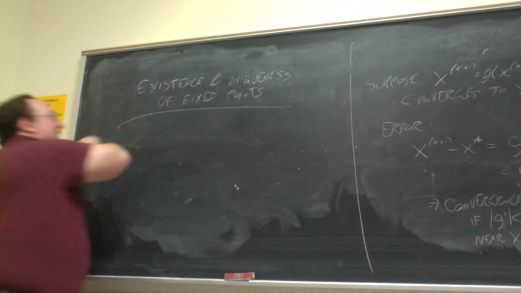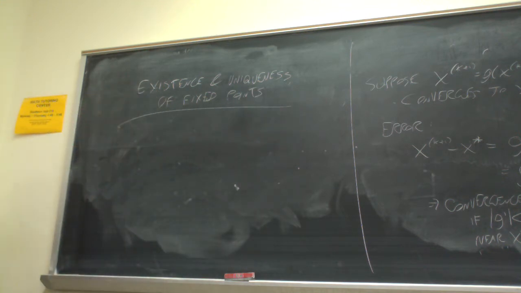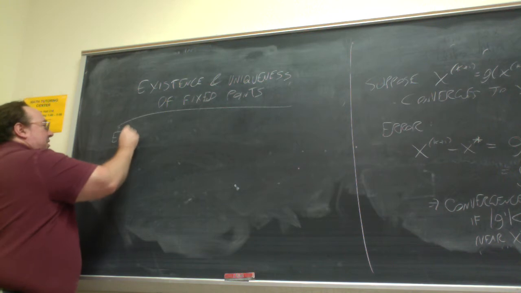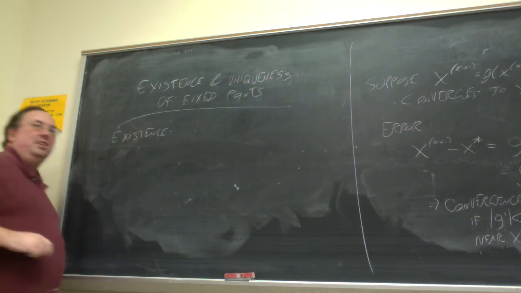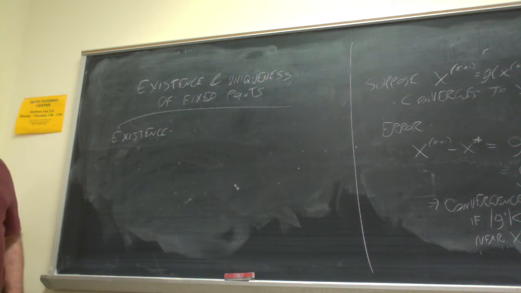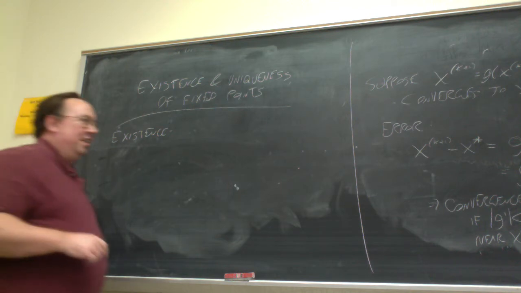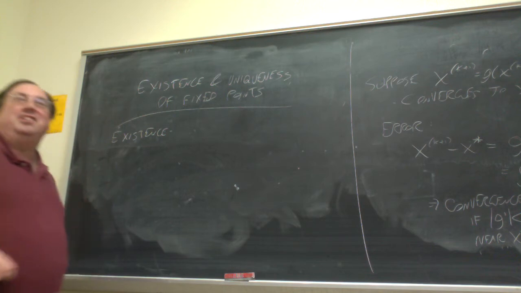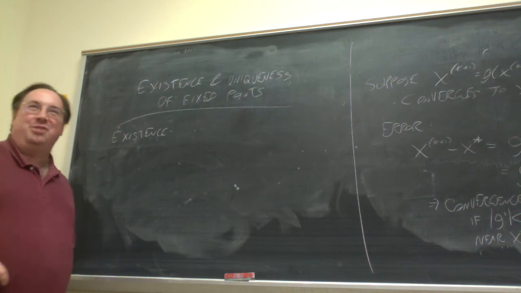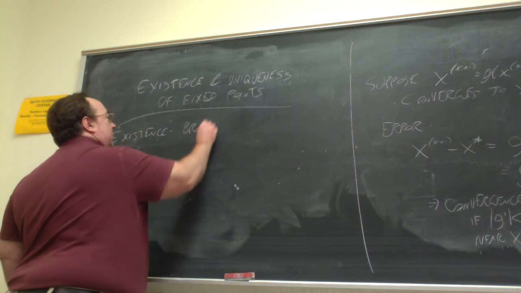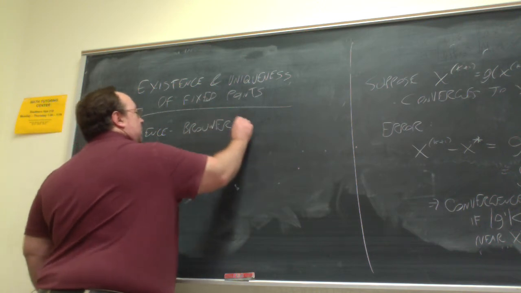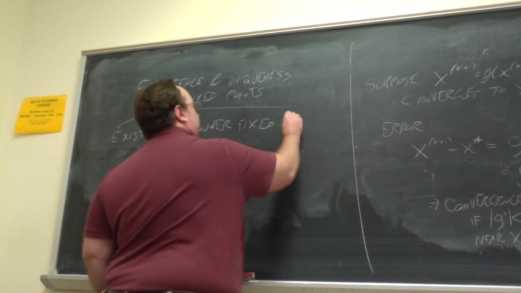Okay. So existence and uniqueness of fixed points. So first, existence. We have a theorem which, actually, I'm going to assign to prove in the homework, but it's easier than proving that the inverse of a lower triangular matrix is lower triangular. I'll put it that way. Called the Brouwer fixed point theorem.